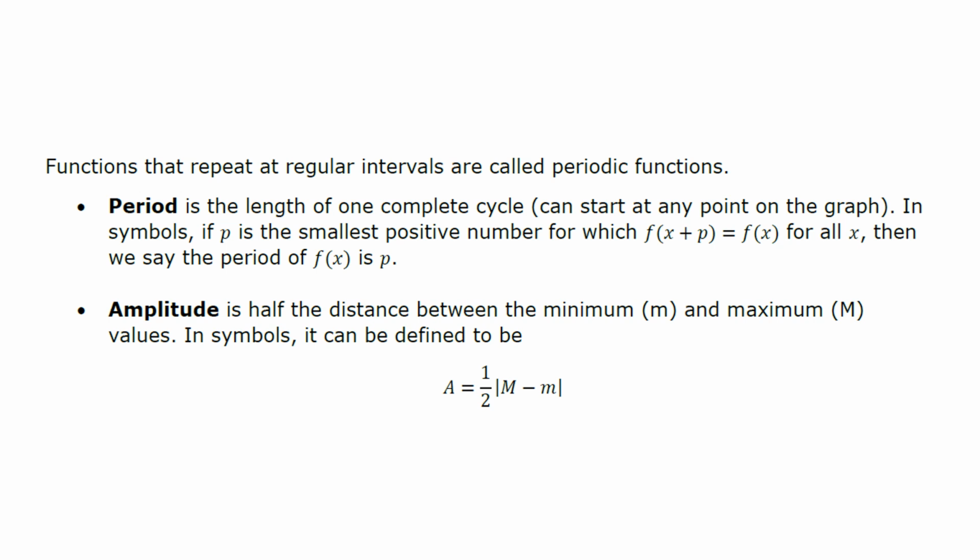Functions that repeat at regular intervals are called periodic functions. Period is the length of one complete cycle. It can start at any point on the graph. In symbols, if p is the smallest positive number for which f of x plus p equals f of x for all x, then we say the period of f of x is p. The amplitude is half the distance between the minimum and maximum values. In symbols, it can be defined as a equals 1/2 times the absolute value of capital M minus m, or maximum minus minimum.